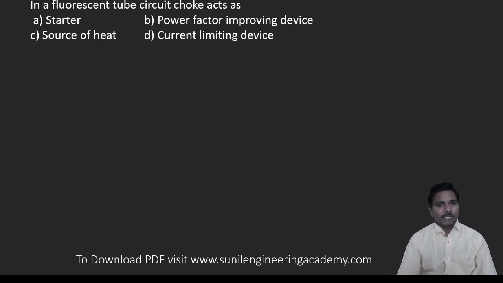Coming to the next one. In a fluorescent tube circuit, the choke acts as dash. So many times we have discussed choke. It does not allow sudden changes in current, so it stabilizes the arc and also initiates the arc. So it is a current limiting device.